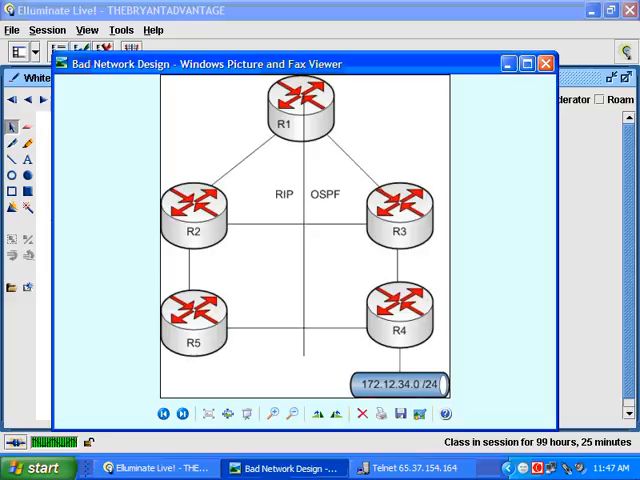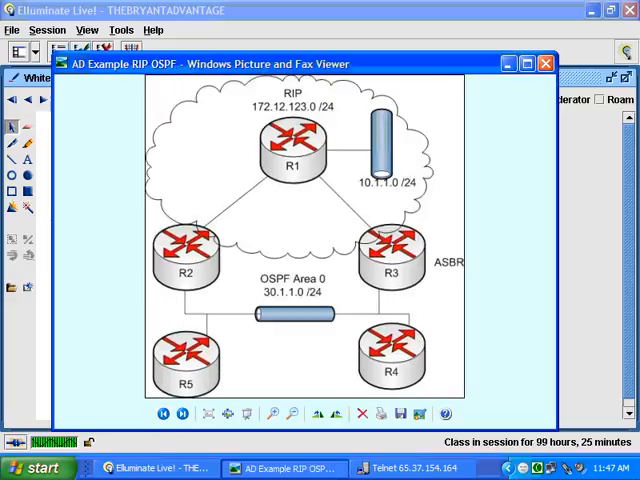And what we're going to use in this particular lab is this network. Routers 1, 2, and 3 are running over the 172.12.123.0 network using their router numbers as the last octet, and they are running RIP. Router 1 is also advertising an Ethernet segment 10.1.10.0/24 into the RIP domain. We also have an OSPF domain where routers 2, 3, 4, and 5 are in area 0 via their Ethernet interfaces on the network 30.1.10.0/24.